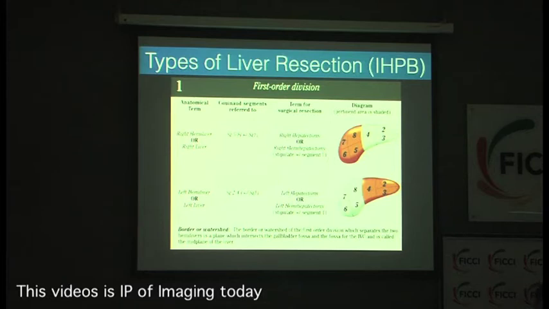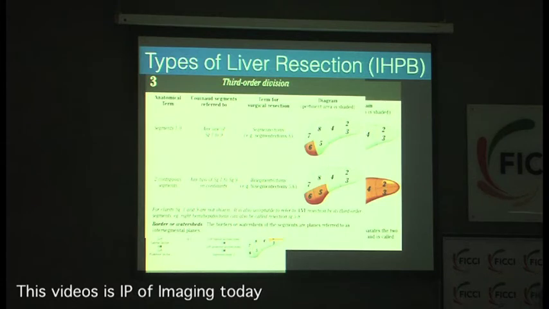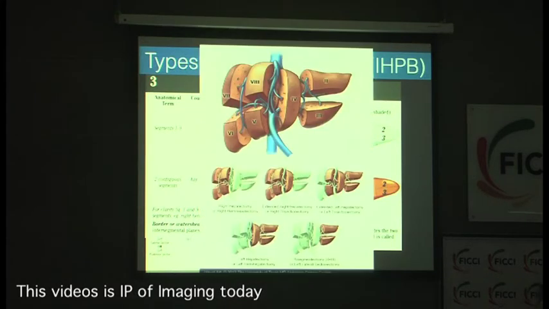So if you remove the right hemiliver, or segments 5 to 8 plus or minus segment 1, it is called a right hepatectomy or right hemihepatectomy. If you do 2 to 4 plus or minus segment 1, which is the caudate lobe, it is called a left hepatectomy or left hemihepatectomy. In addition, they've gone on to the second order divisions, then the third order divisions, which means you do a segmentectomy or a bisegmentectomy. But this is the one which your surgeons will understand and be very comfortable with.